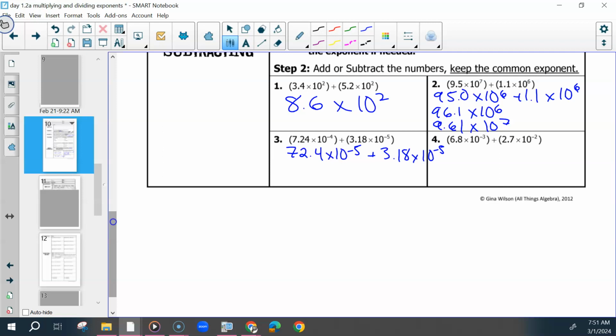How many you get? 75.58. And then we just have to move this once more, put it in between 7 and 5. And because we moved this to the left, we're adding 1 back to the exponent.